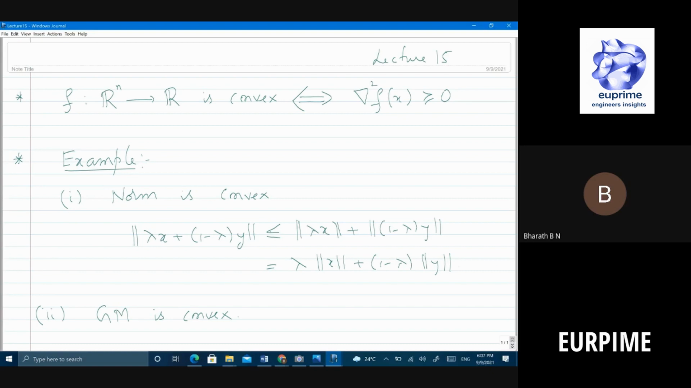I give n numbers x1 through xn. What is the geometric mean? You take the product, and then the nth root. That is called the geometric mean. You can think of the geometric mean as taking a vector x1 through xn and giving me a number. It's a function, and this function turns out to be convex.